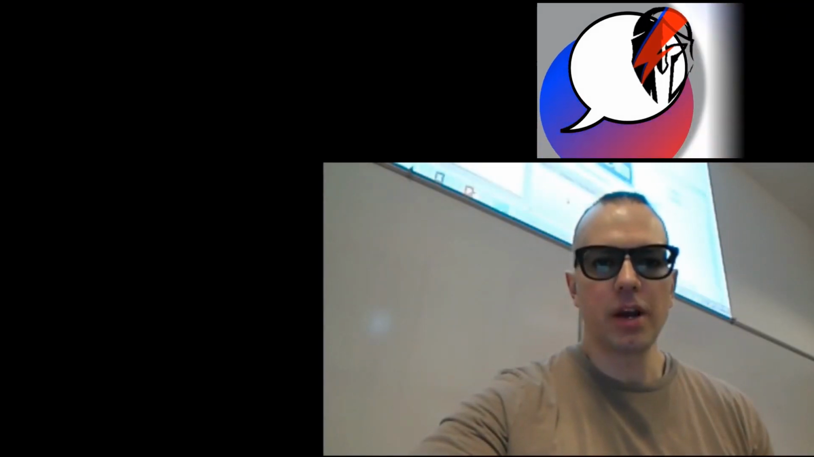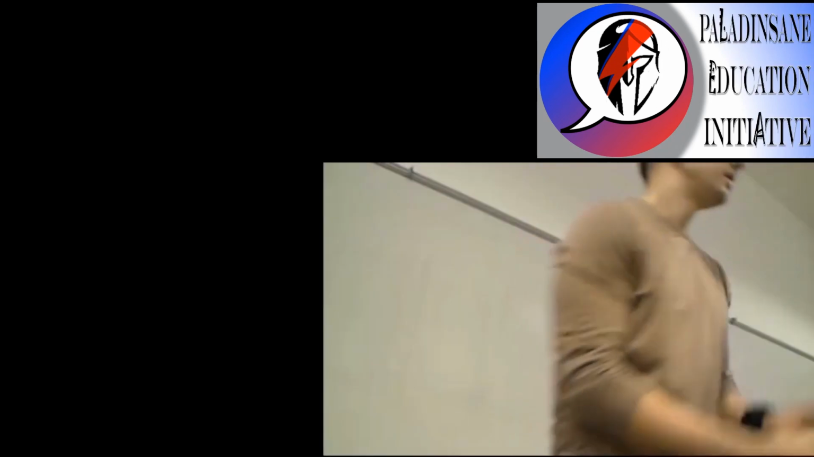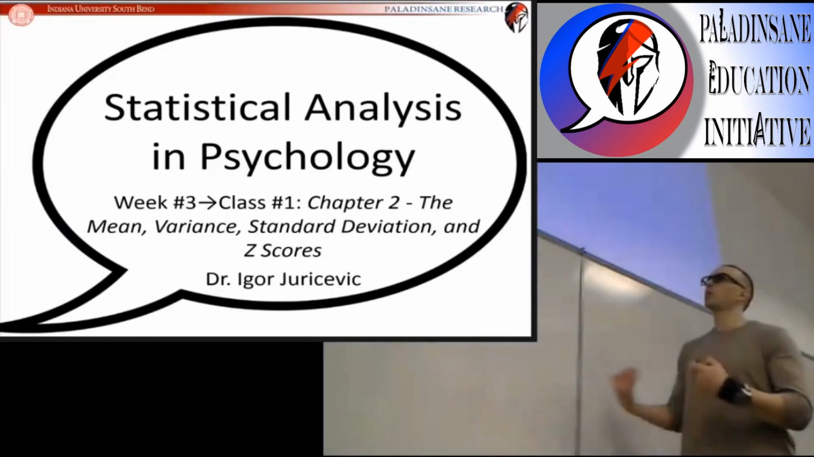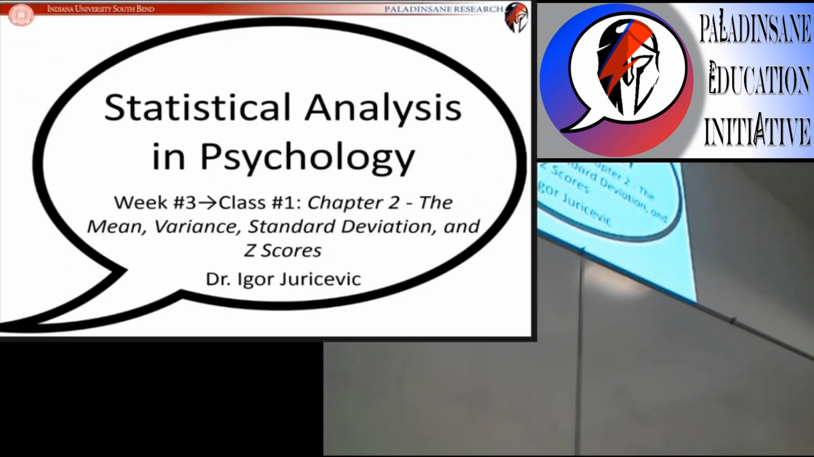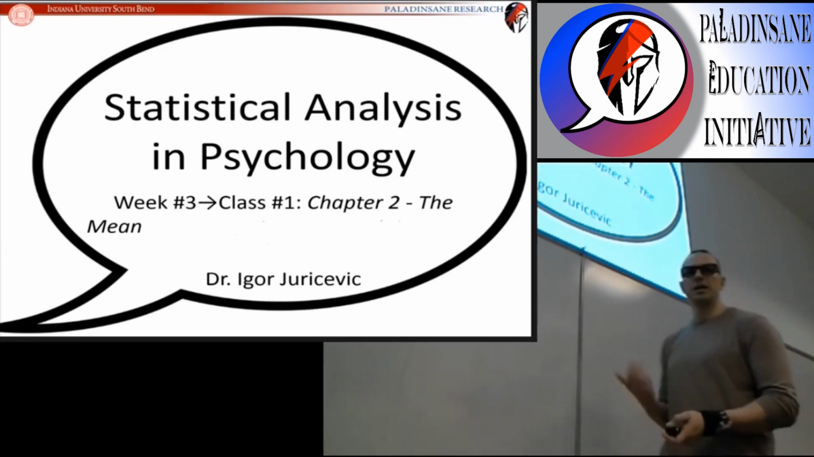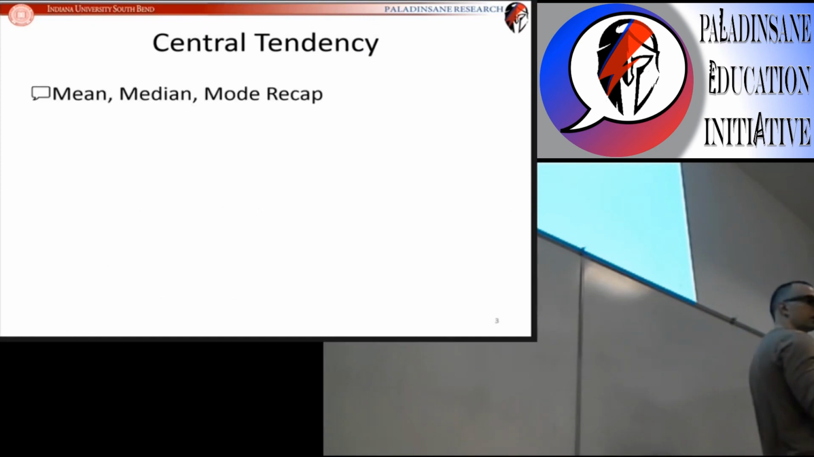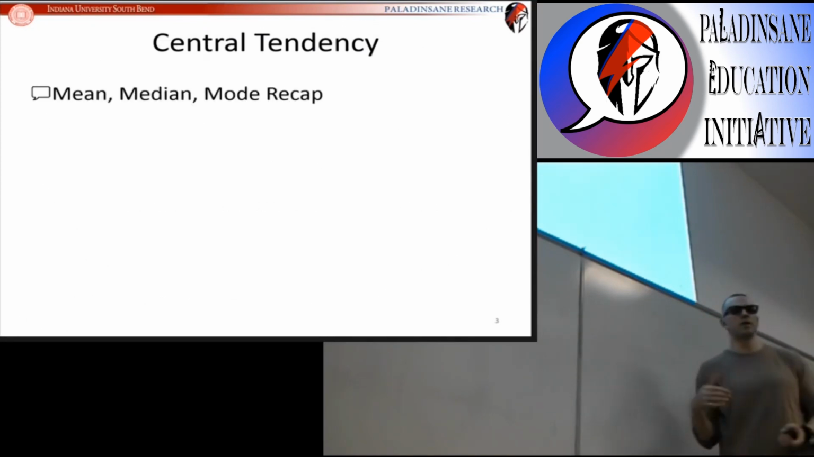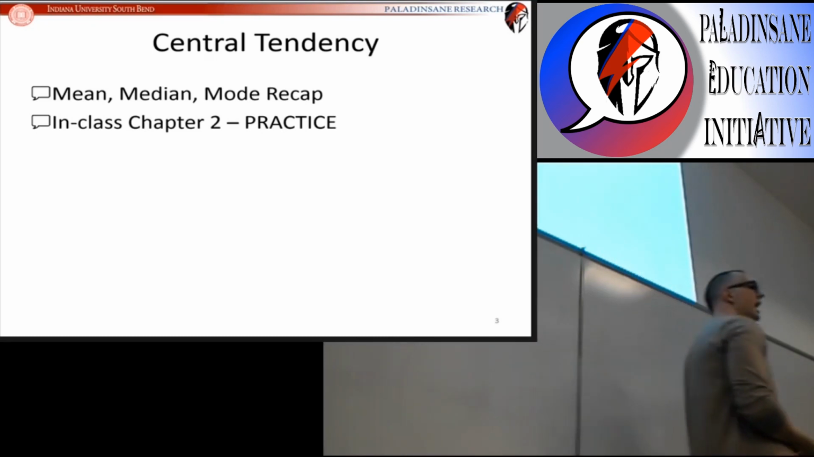All right, so what we're going to do now is we are going to start up on Chapter 2. Continuing on with where we were last time in Chapter 2, we introduced the idea of central tendency, we introduced the idea of the mean, and this time we're going to have a very quick recap of the mean, the median, and the mode, and then we're going to do some in-class practice.